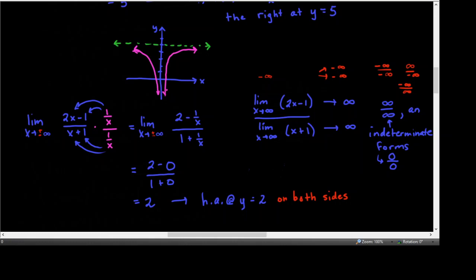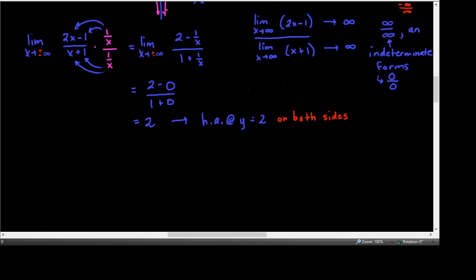All right, so if we look at the graph of this function, we just determined that it has a horizontal asymptote, y equals 2.